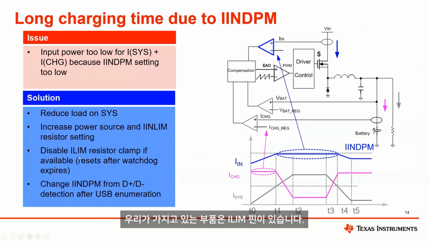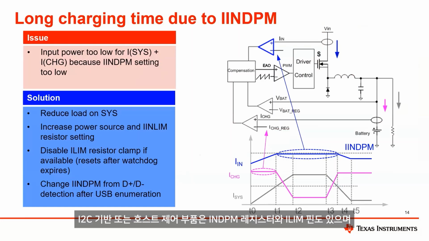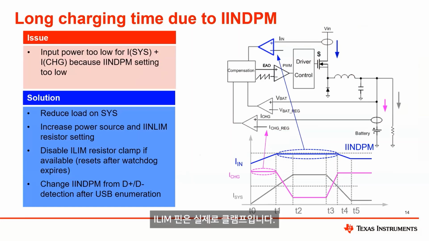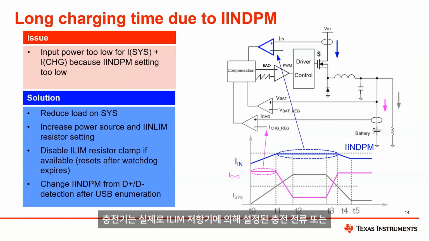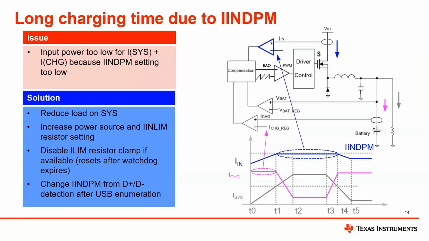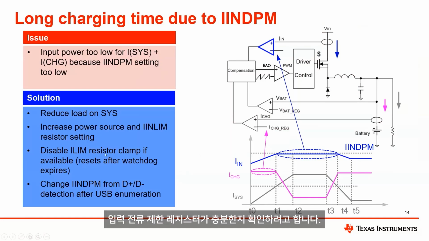The parts that we have that do have an ILM pin, the I2C based or host controlled parts that have the INDPM register and also an ILM pin, the ILM pin is actually a clamp. So the charger actually takes the lower value of the input current set by the ILM resistor versus the input current limit register. So you want to make sure that the ILM resistor is high enough and/or your input current limit register.